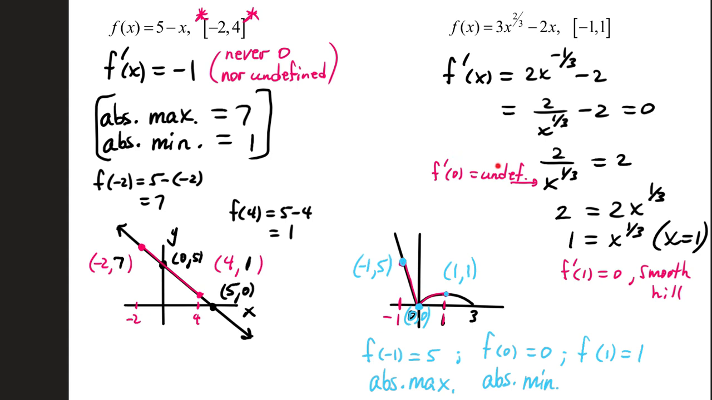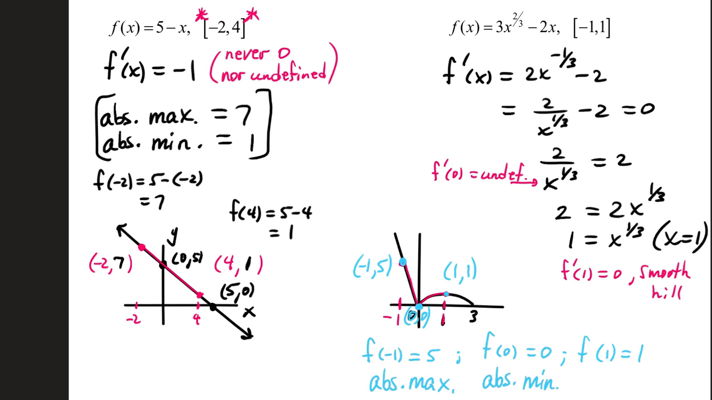F prime of 0 is undefined. F prime of 1 is equal to 0. The difference is whether you've got a cusp or sharp turn versus a smooth hill or valley. Based on our visual, we have a smooth hill at 1, a sharp turn at 0.